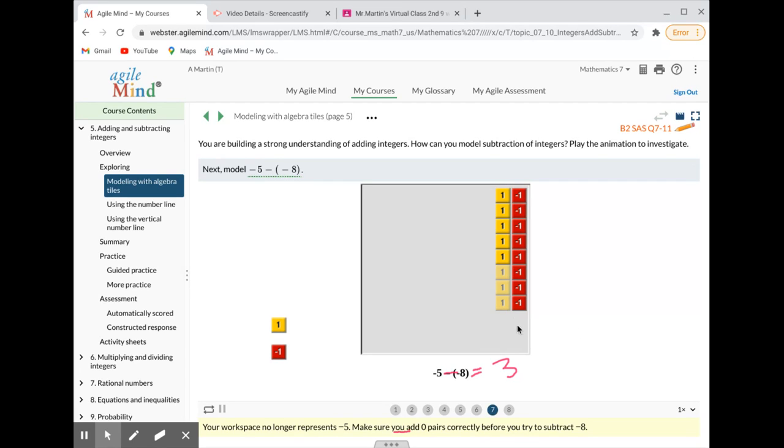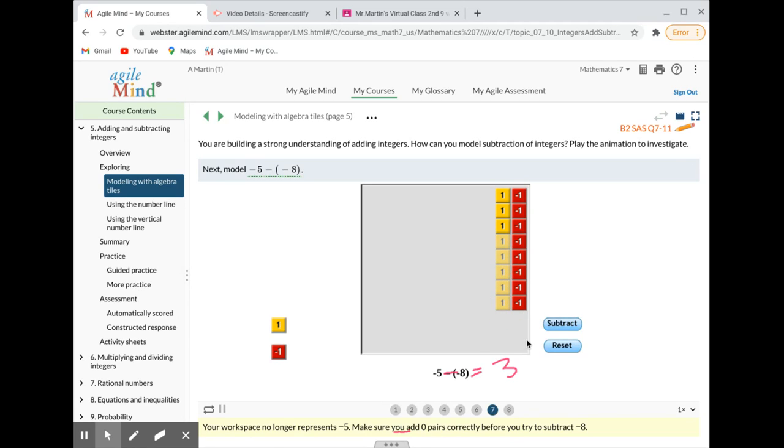So let's see what I got. We got 1, 2, 3, 4, 5, 6, 7, 8. And if I remove these, though, I can't. If I remove these, I would still have +5, wouldn't I? Would that work? No. Wait, so that wouldn't work. So what would I need to do?